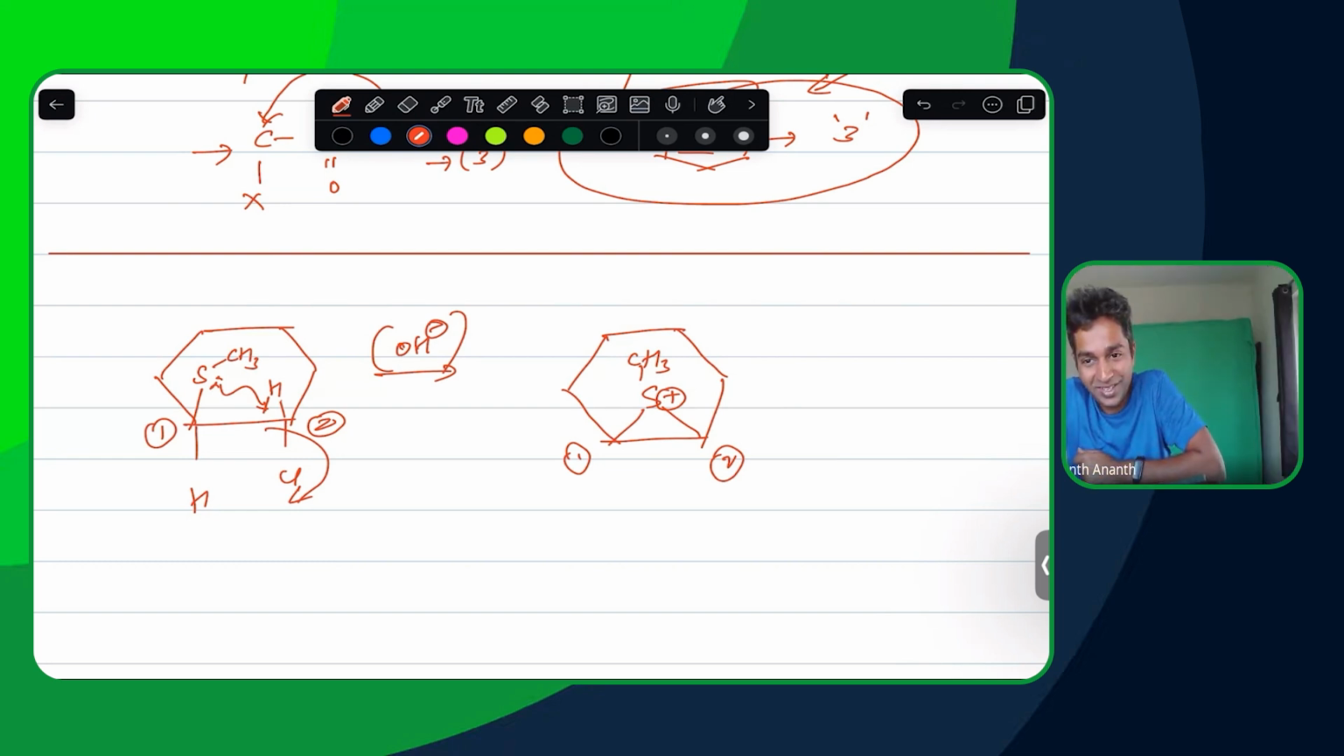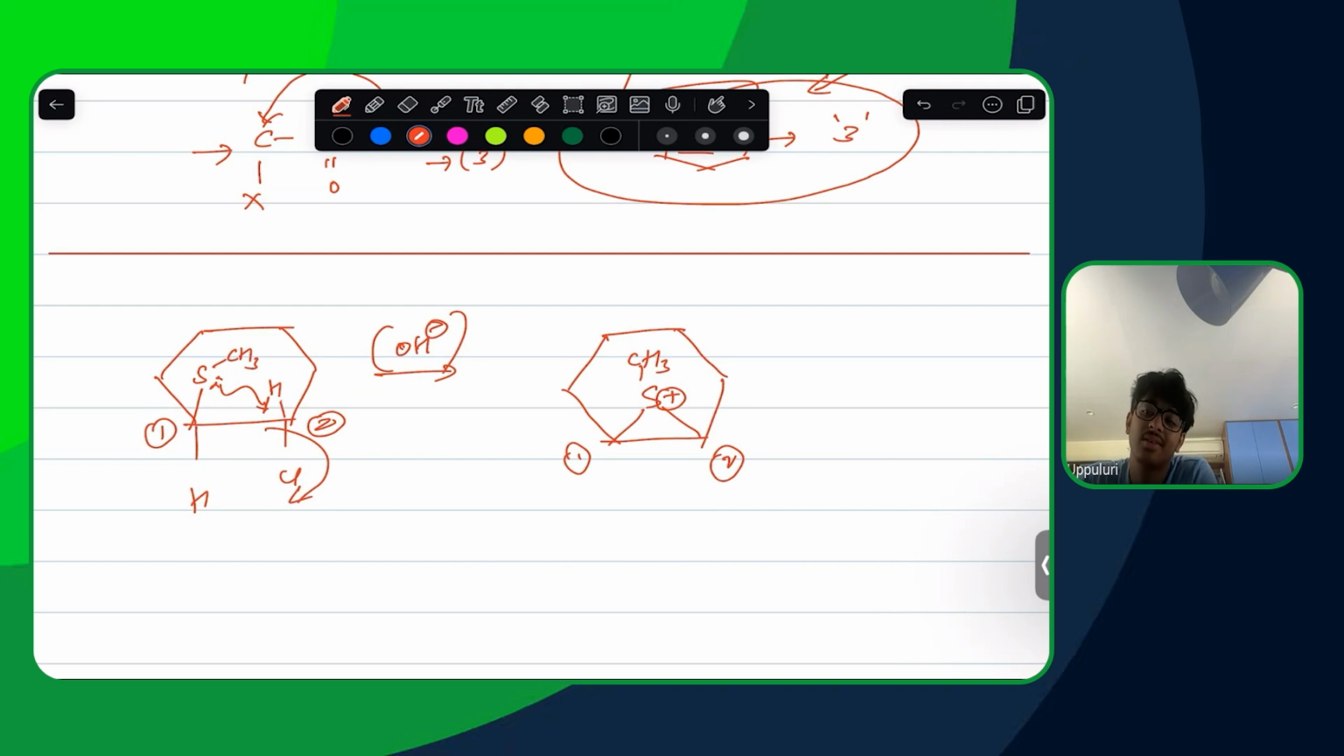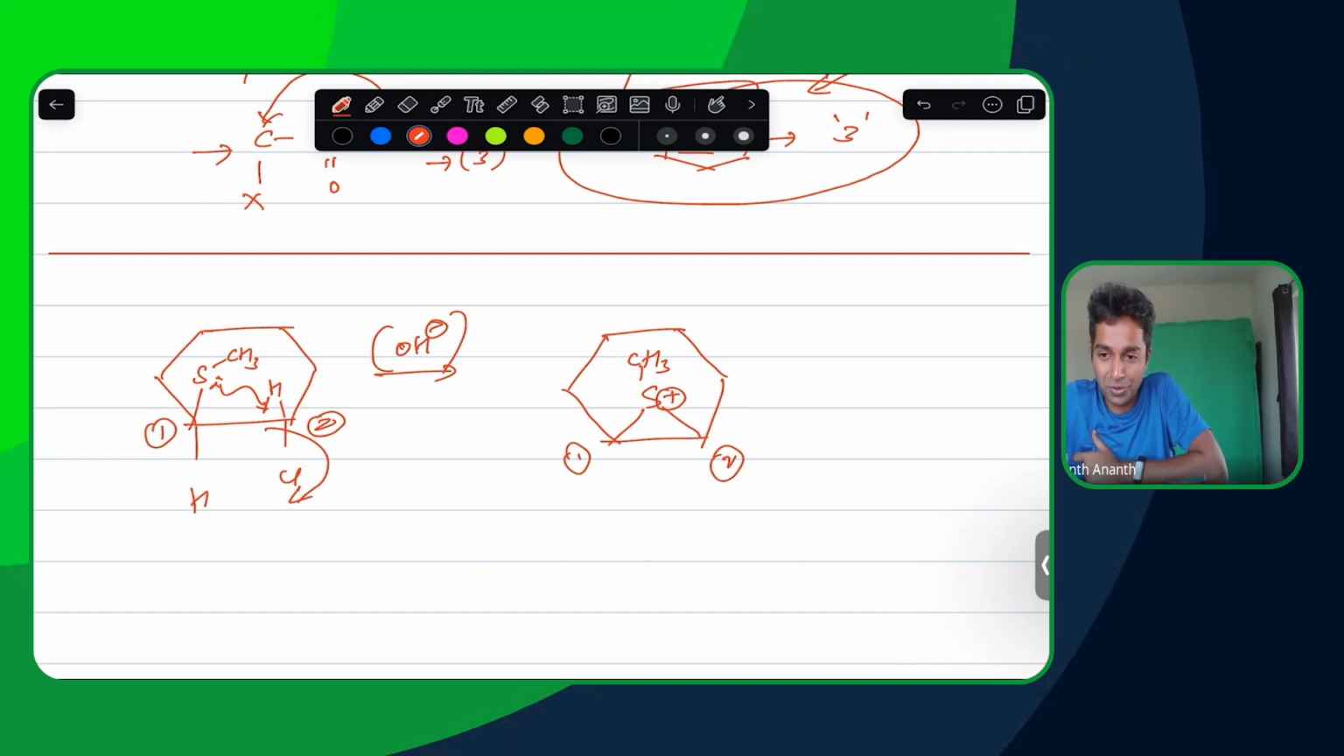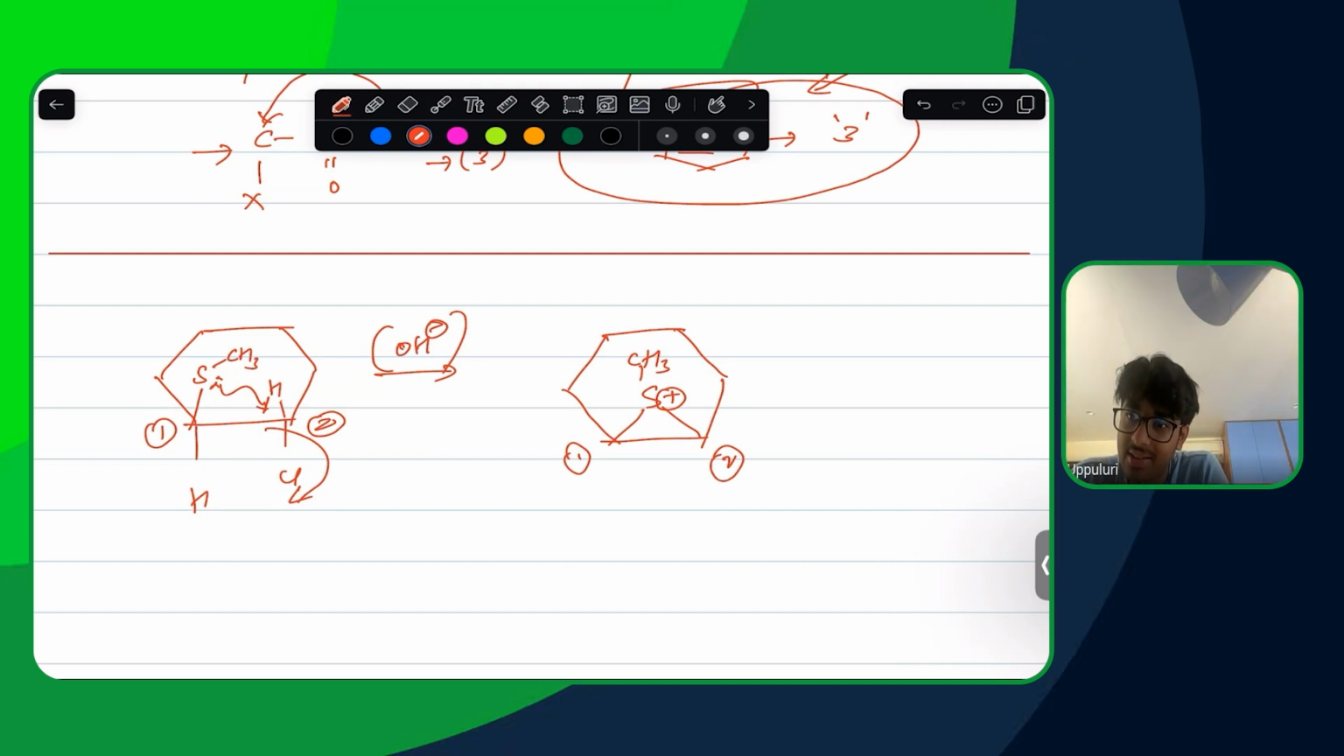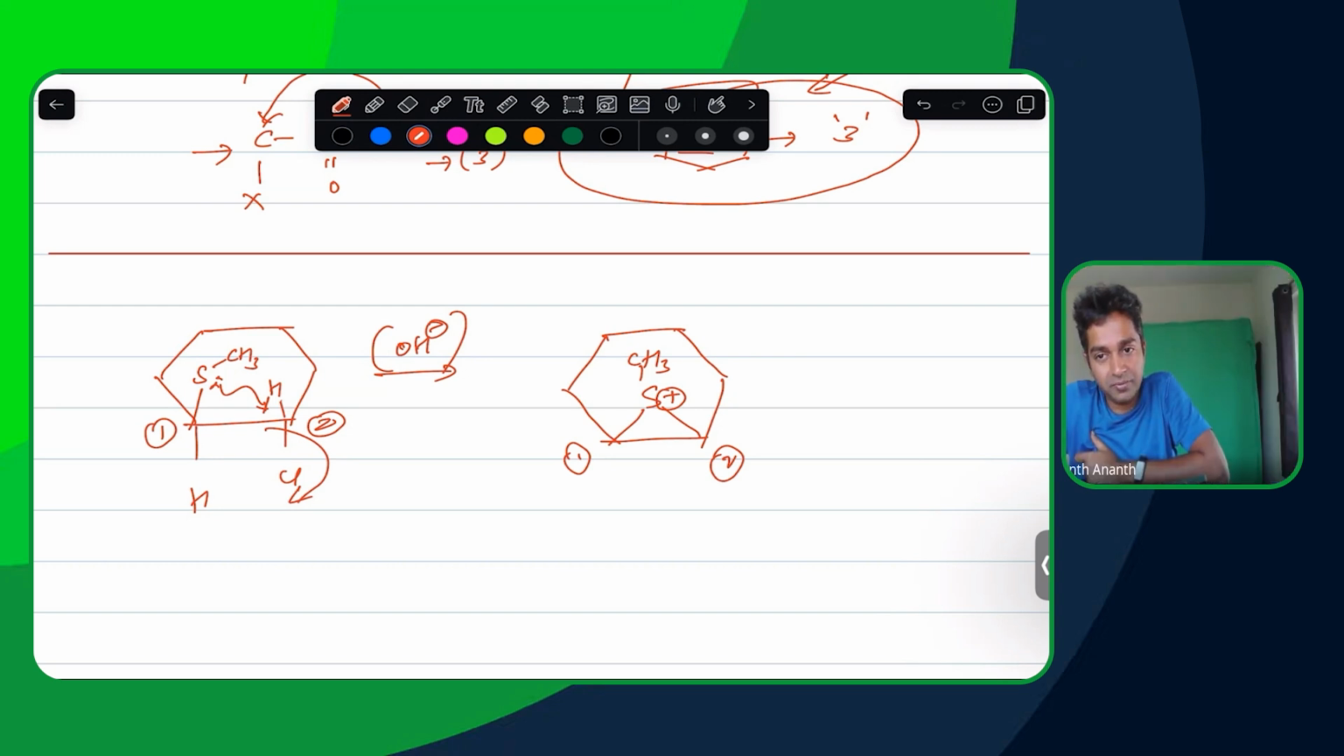So now, logically, if neighboring group participation should happen, methyl should get targeted here. Okay. What was your question here? Let's go back to the question. Where would this thing attack, CH3 or that? That should attack the CH3, if the OH minus does attack this system, which is formed here.